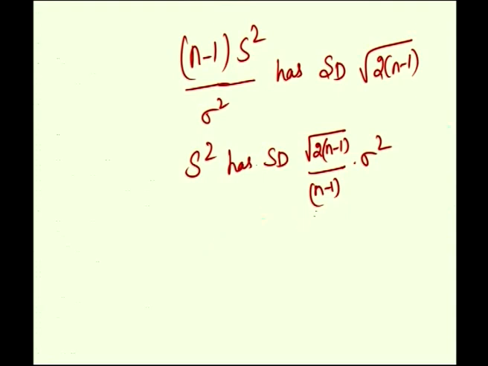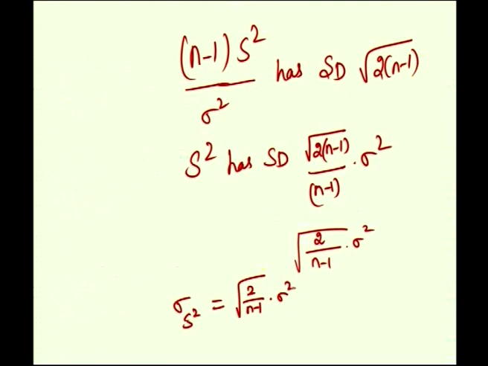So, root of 2 into (n minus 1) by (n minus 1), one n minus 1 under the root gets cancelled. So, root of 2 by (n minus 1) into sigma square. It means that the standard deviation of S square, the standard deviation of sample variance, is root of 2 by (n minus 1) into sigma square.